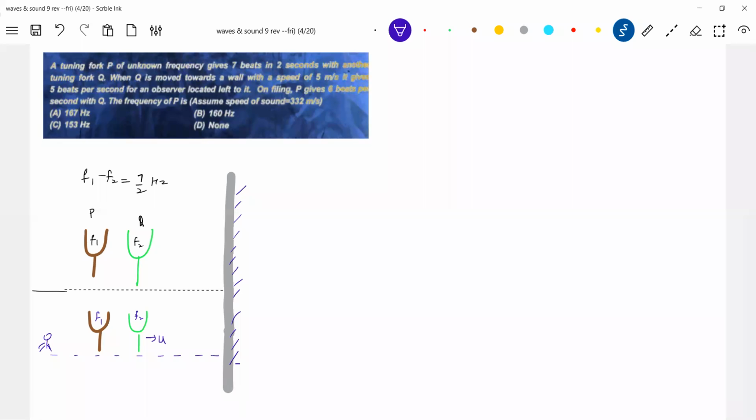When Q is moved, okay, I think I'm reading the question. One wave will come directly, F2. The other wave will go like this, F dash, and get reflected. I think we'll understand the question like this. Then F dash will become F2 dash. Now the number of beats is 5 beats per second.